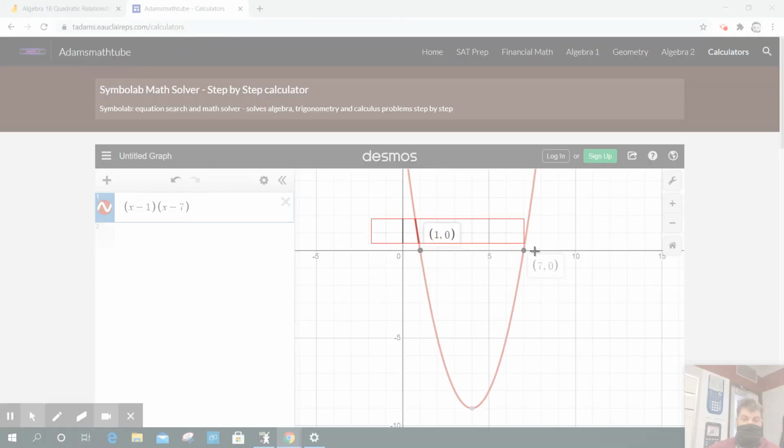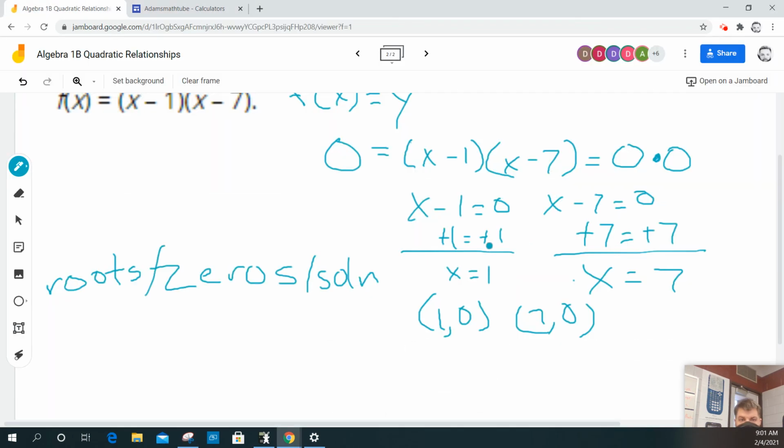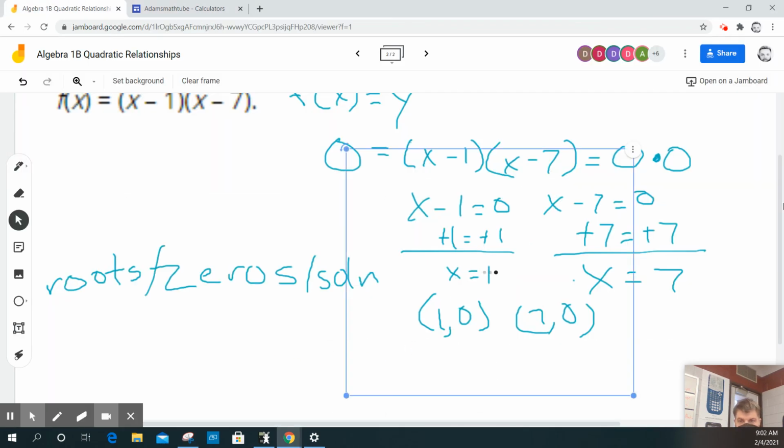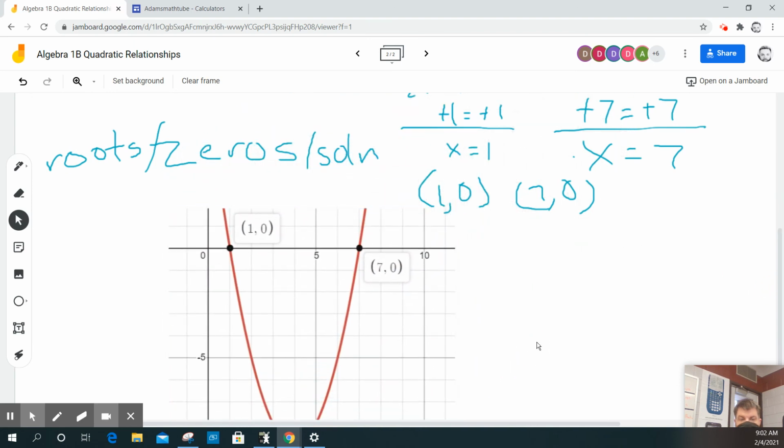So when they say zeros are solutions on a quadratic where we graph it, we're concerned with (1, 0) and (7, 0). Okay? And that's all they're talking about. Any questions?